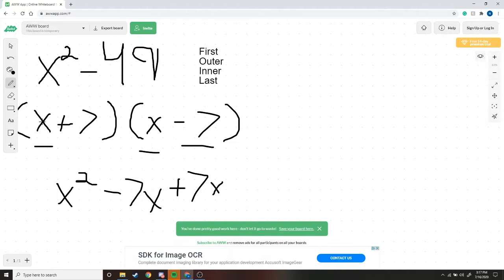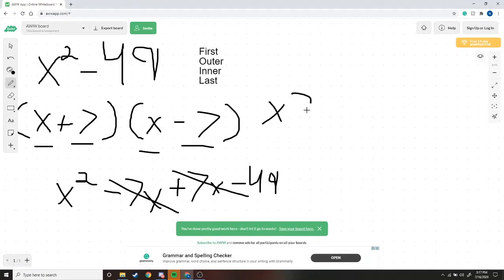Finally, we have last, so the last terms in the parentheses. We have 7 times minus 7, which is minus 49. Now, we can see here that minus 7x and plus 7x cancel out. So we're left with x squared minus 49, which is our original equation.